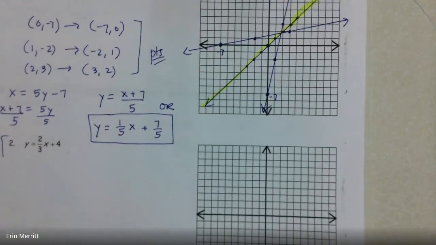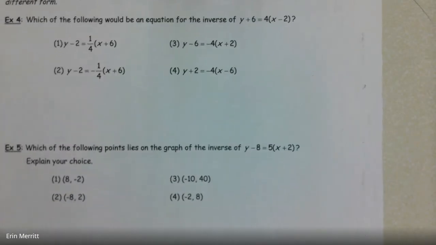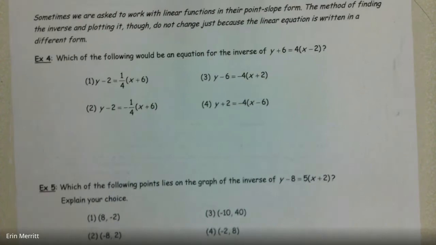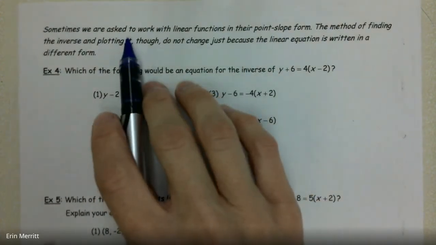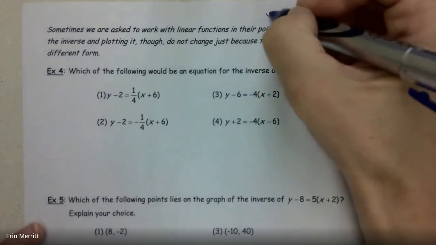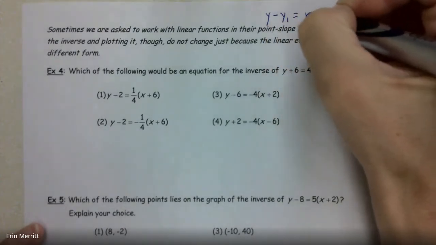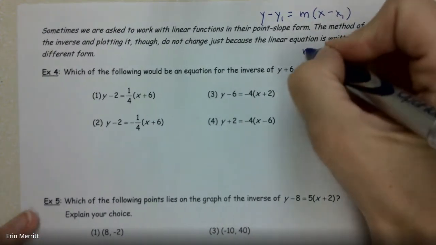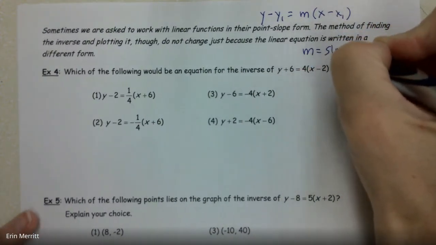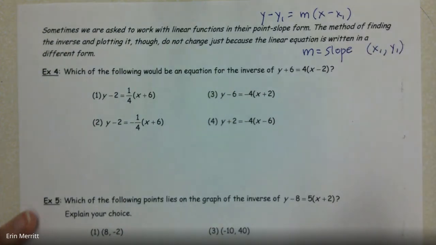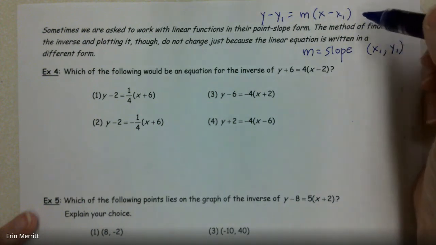And then we're going to skip number 3 as well. Let's do one more on the next page, on page 12. I like these ones because it's saying sometimes we're asked to work with linear functions in point slope form. So from geometry last year, that's when it's y minus y1 equals m times x minus x1, where m is still the slope, and then you're using any point x1, y1 that you know is on the line. It doesn't have to be the y-intercept itself. That's where that equation came from.